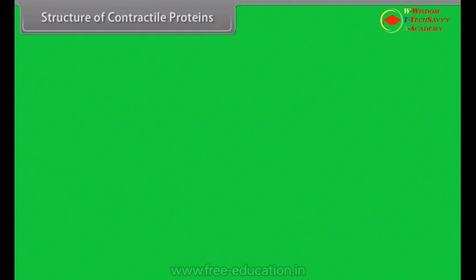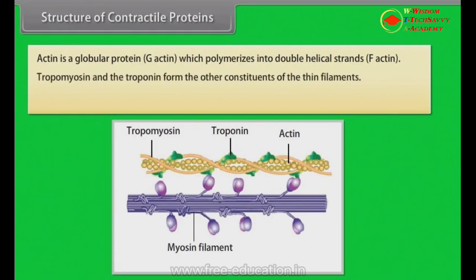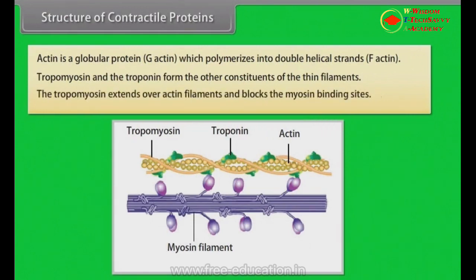Structure of contractile proteins. Actin is a globular protein, G-actin, which polymerizes in double helical strands, F-actin. Tropomyosin and troponin form the other constituents of the thin filaments. The tropomyosin extends over actin filaments and blocks the myosin binding sites.